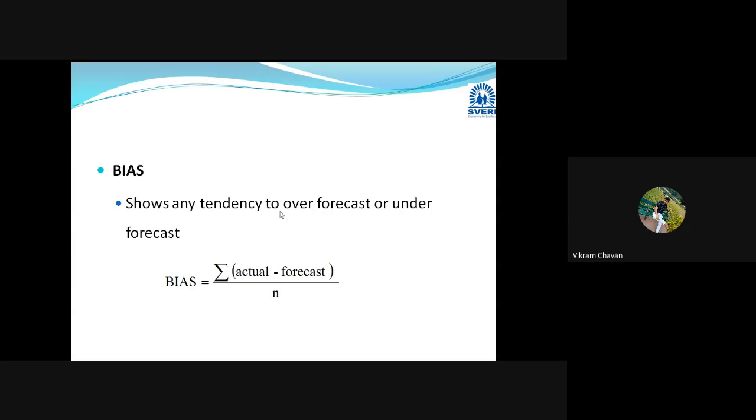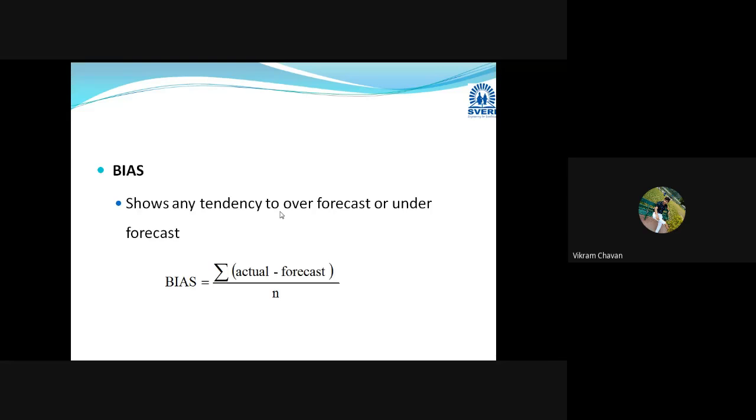In this also, we are not considering the mod; we are considering all the signs of error, that is, positive or negative. So one can say that the cumulative error divided by n is nothing but the bias error. This bias error shows any tendency to over forecast or under forecast, with regard to direction. In the case of mean absolute deviation, regardless of its signs, we are formulating the total error in the forecast. But in the case of a bias error, we are formulating the error by considering their signs.